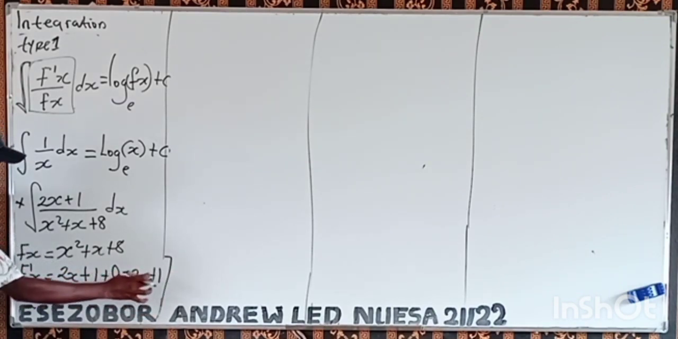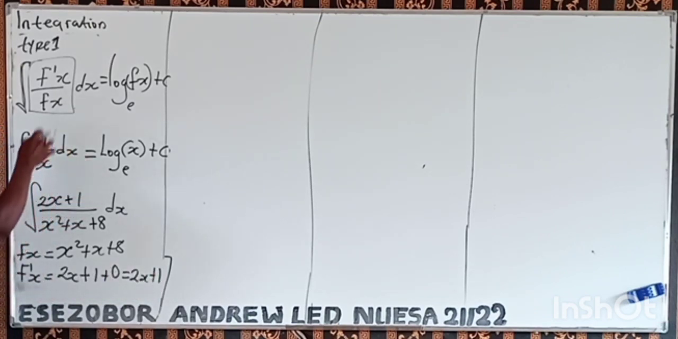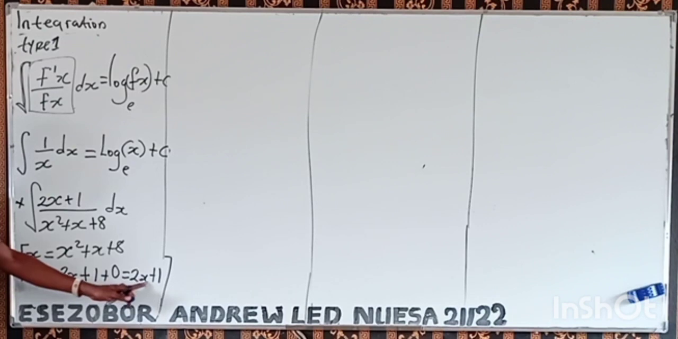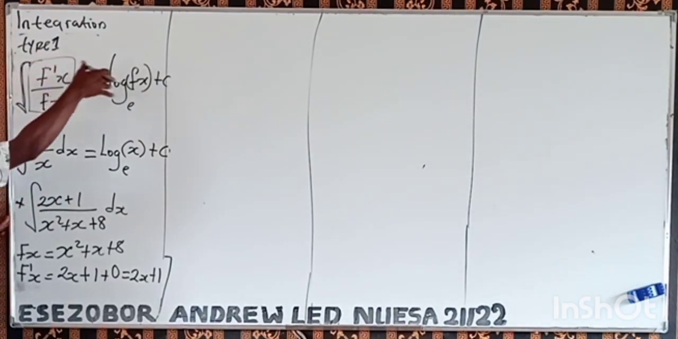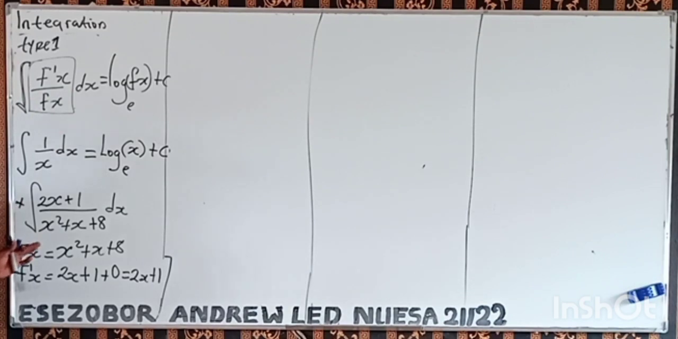Then you check whether this f prime of x is the same as the numerator. The f prime of x we got was 2x plus 1, and it is the same thing. So since when we differentiate the denominator the answer is the numerator, that is the rule. Automatically, the final answer of this question will be log e of this denominator, x squared plus x plus 8, plus c.